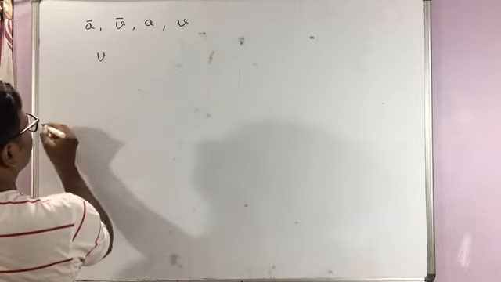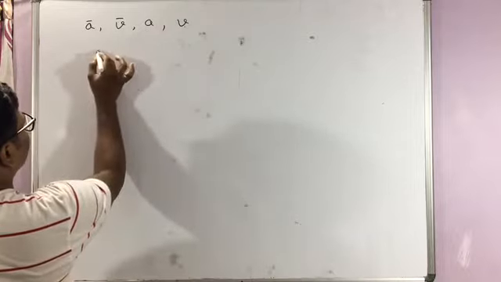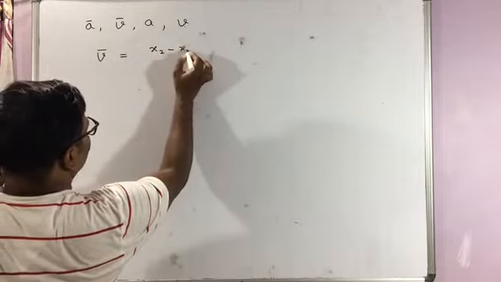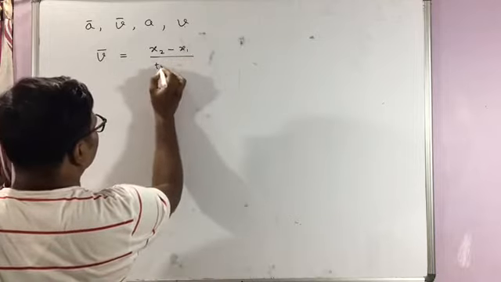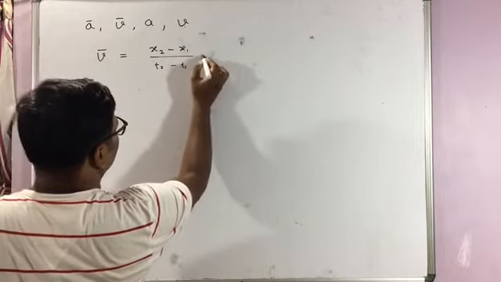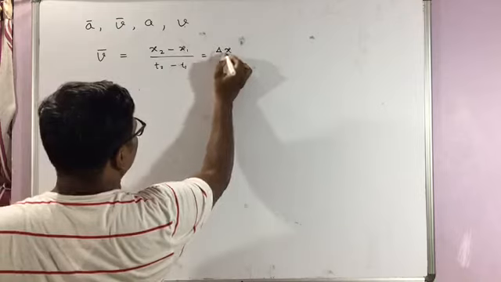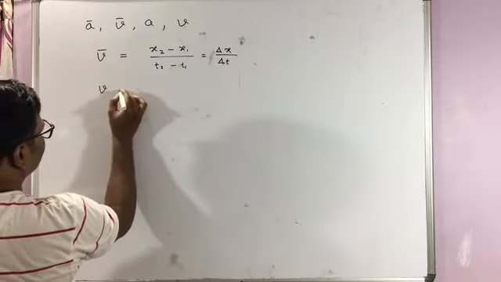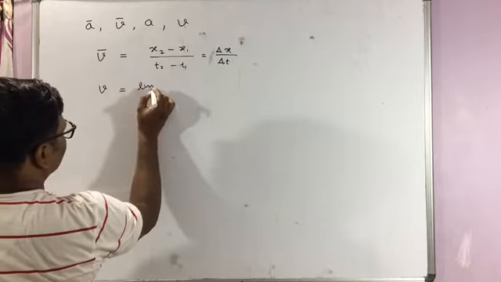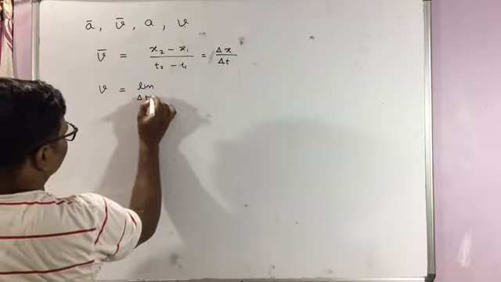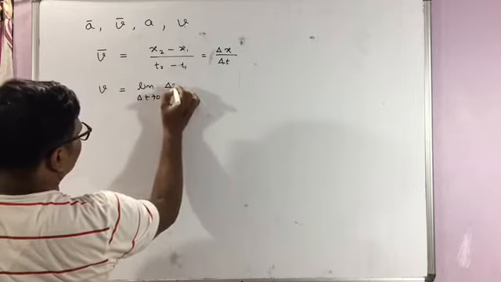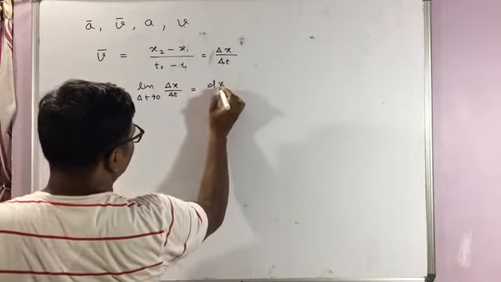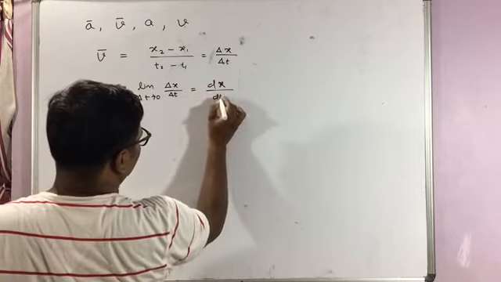You know, the average velocity V bar is given by (x2 minus x1) by (t2 minus t1), which is simply del x by del t. And your instantaneous velocity is what? It is the limit delta t tends to 0 of del x upon del t, which is dx by dt.